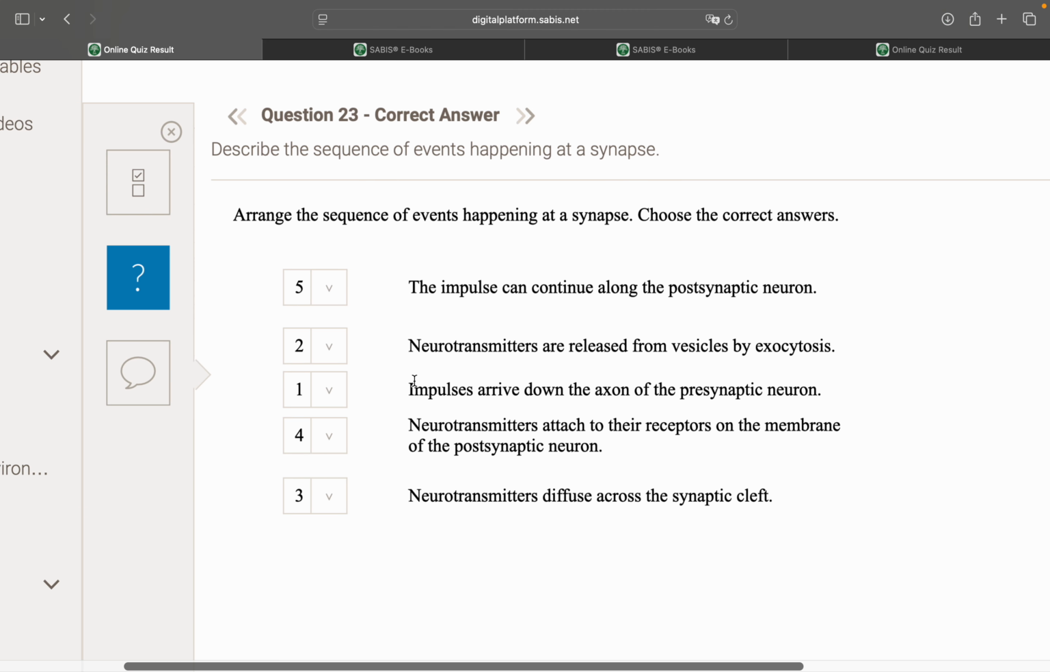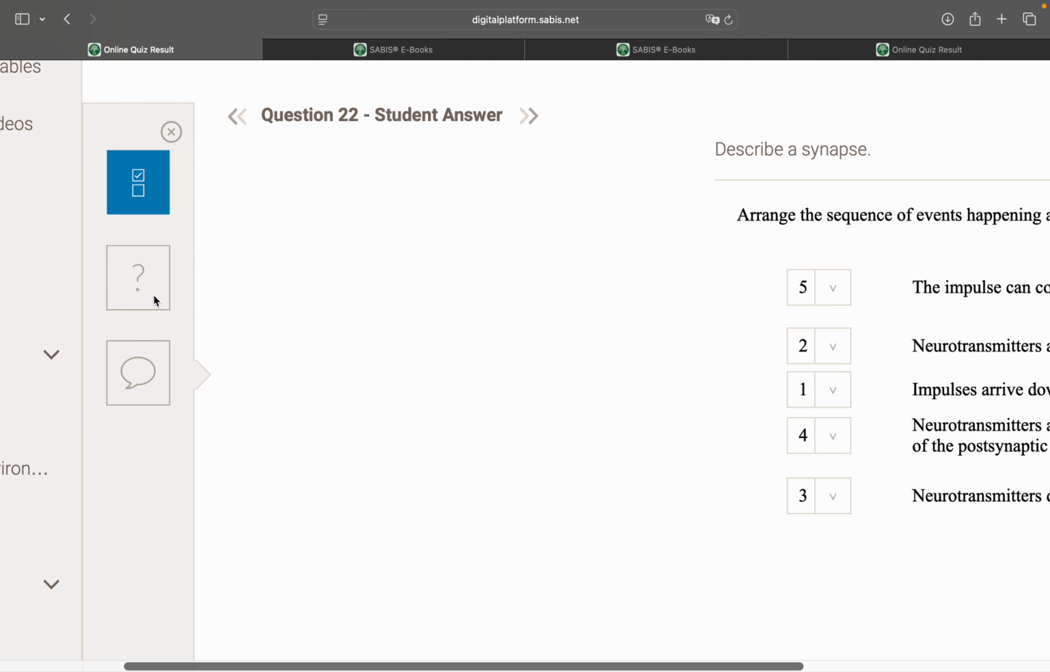Another question about orders. These questions are gonna come, there's no doubt. We have here number 1, impulses arrive down the axon of the presynaptic neuron. 2, the neurotransmitters are released from vesicles by exocytosis. Neurotransmitters diffuse across the synaptic cleft. Then neurotransmitters attach to their receptors on the membrane of the postsynaptic neuron. And finally, the impulse can continue along the postsynaptic neuron.